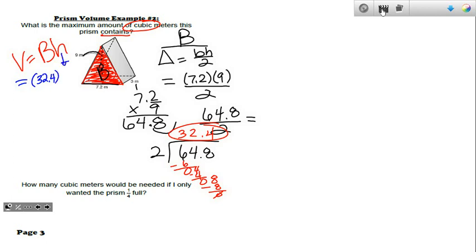Now we need to move on to what the height is. If you already see it right there, that is your height. You need to color it. The height is 3. Now what's left to do? Multiply 32.4 times 3.